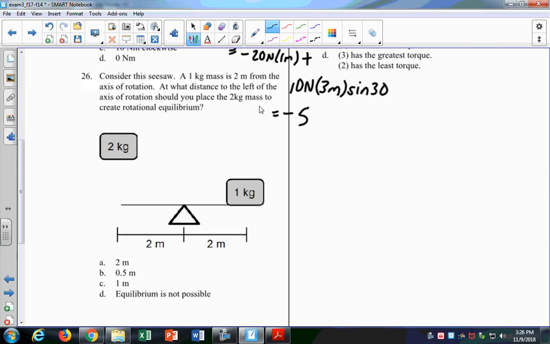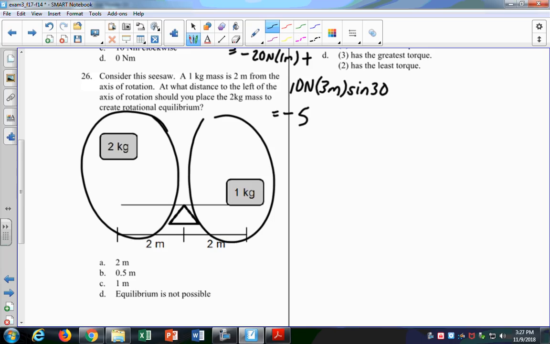All right. You'll also have some balance of torques, like this number 26. But once you do these once, they're fairly easy, I think. Where do you place the 2 kilogram mass? Well, you just say the torques on this side have to equal the torques on that side. So I would say 20 newtons times x, 20 newtons, that's the weight, right, has to equal 10 newtons, that's the force of a 1 kilogram, times 2 meters. And so x would equal 1 meter. Hopefully those are easy for you.